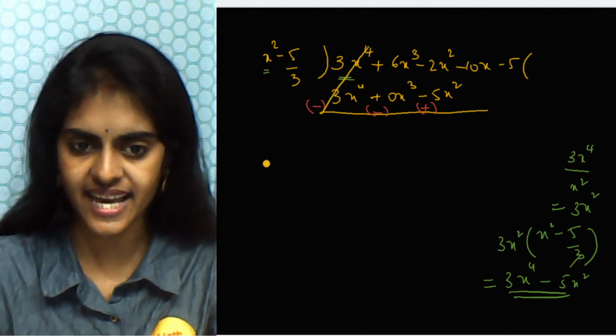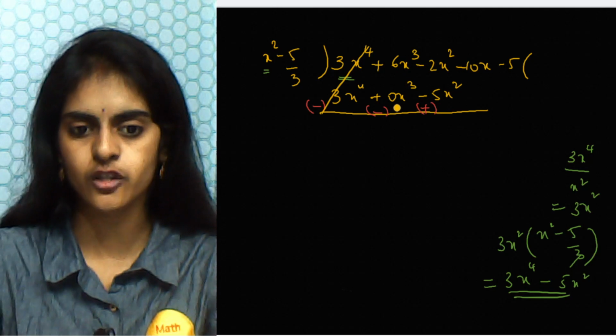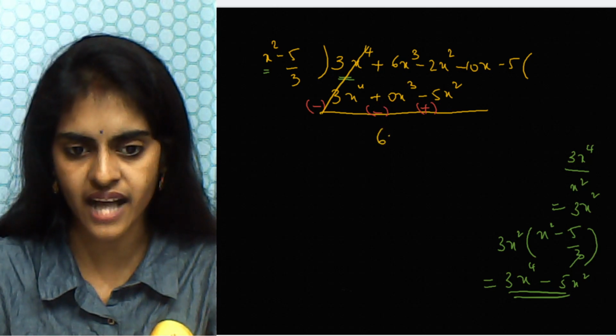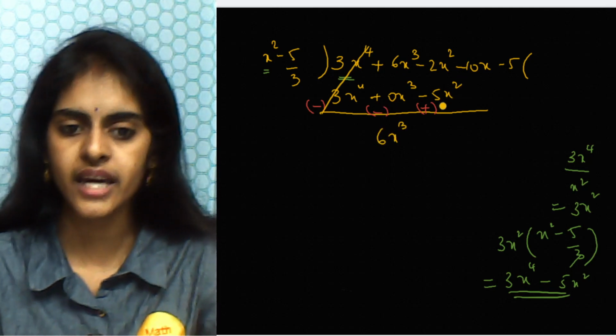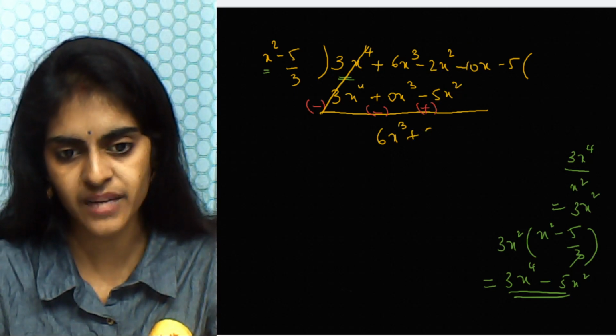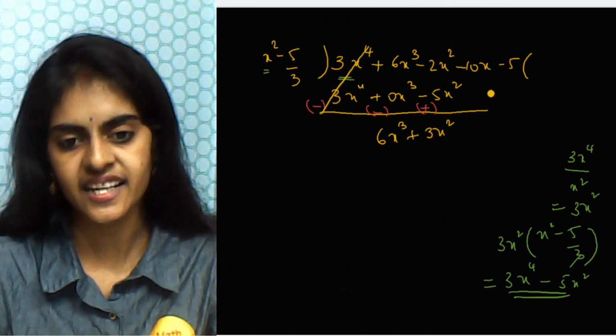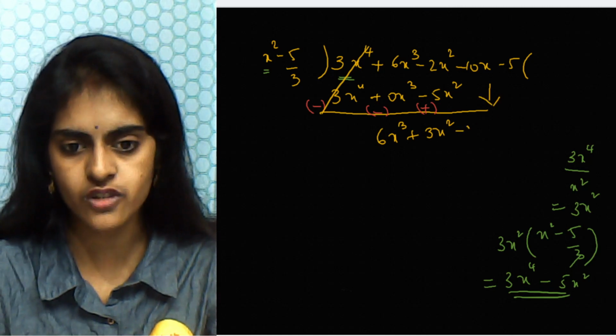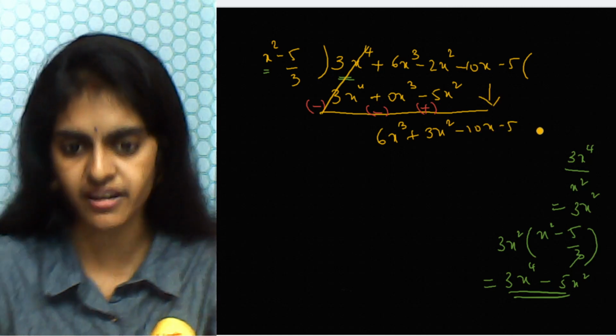So these two get cancelled. You have 6x cube minus 0x cube, so the answer is 6x cube. Plus 5x square minus 2x square, so the answer is plus 3x square. Let us bring these two terms also down, so it is minus 10x minus 5.